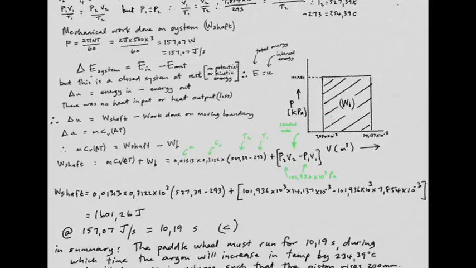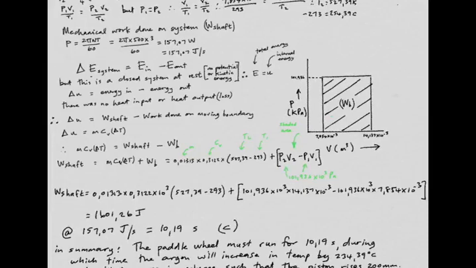So, inserting the values, we already have those in. Here is pressure 2. Remember, pressure 2 and pressure 1 are the same, so they go in two places. There's volume 2 and there's volume 1. And if you calculate that, you find that the work done by the shaft has to be 1601.26 joules for this whole event to occur.